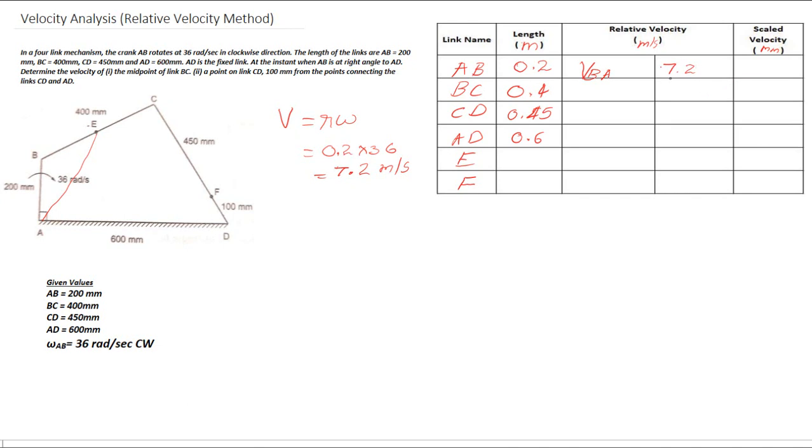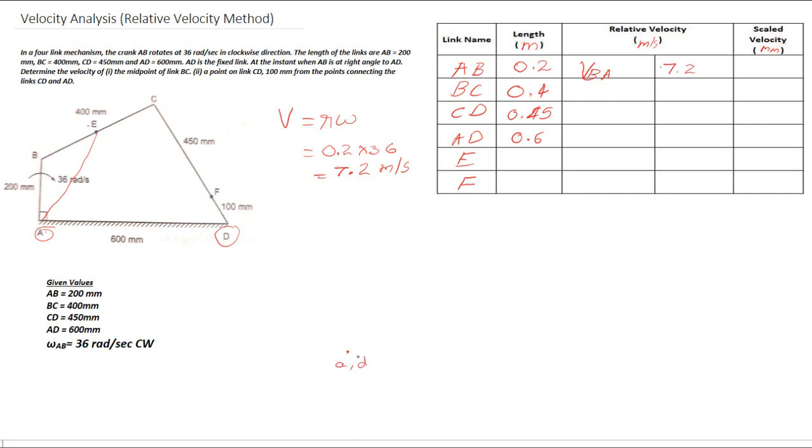Okay, with this value we are about to plot the velocity diagram. For plotting the velocity diagram, first of all we have to fix the points which are grounded. From analyzing this figure, we can see that the points A and D are both fixed. We have to mark these fixed points as A and D.